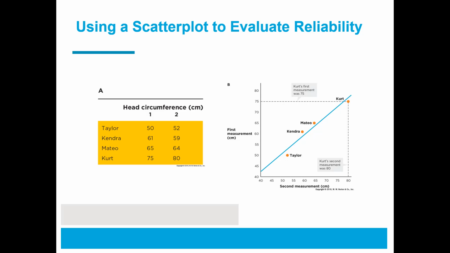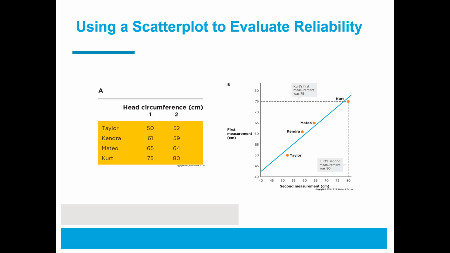This slide shows you a data table for the 4 participants and the scatter plot of that data that were used to do exactly this: evaluate the test-retest reliability of this measure. The first head circumference measurement is on the y-axis, and the second measurement is on the x-axis, with each dot representing one of the 4 participants.